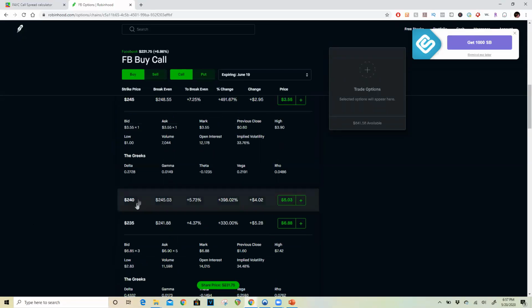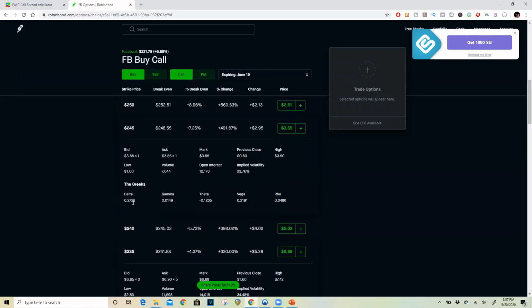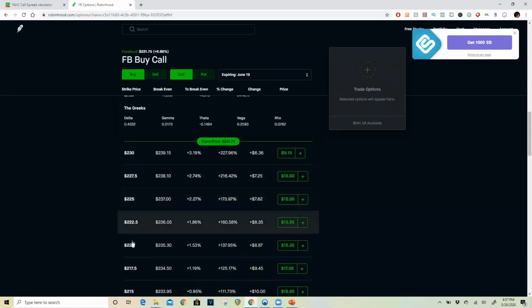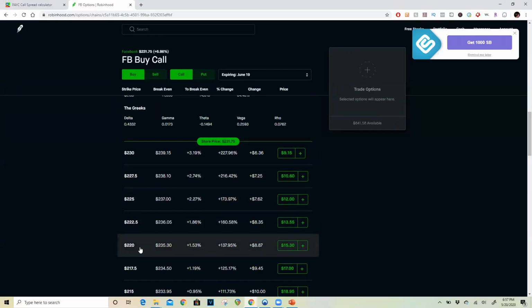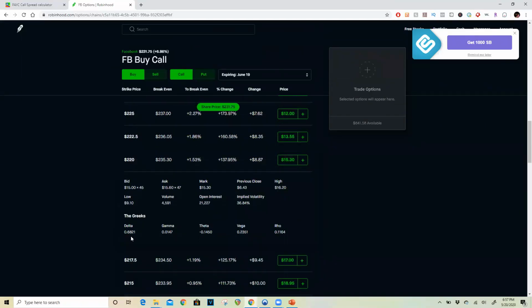If I go more out of the money, say $245 here, the delta is even smaller, 0.2728. But if I go further in the money, below $230, say $222, your delta is 0.6821. Okay, so that's what I meant when I said the more in the money you get, the higher your delta is going to be.